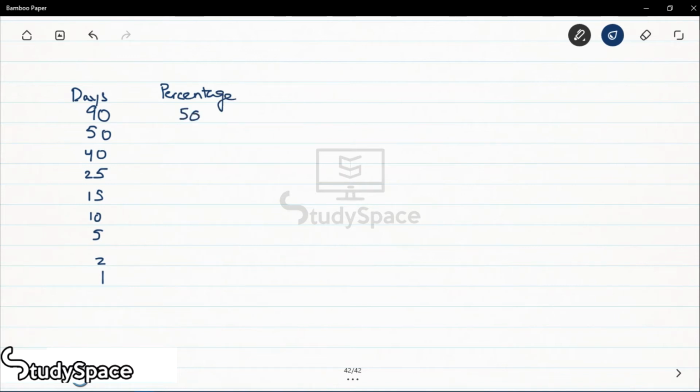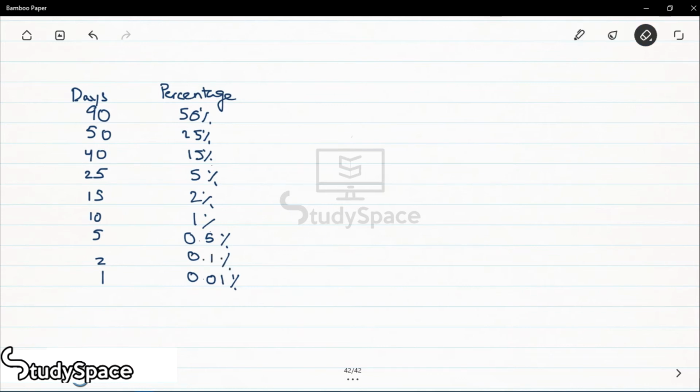So for example, in the case of 90 days we charge 50%, in the case of 50 days we charge 25%, in the case of 40 days we charge 15%, in the case of 25 days we charge 5%, in the case of 15 days we charge 2%, in the case of 10 days it's 1%, in the case of 5 days we charge 0.5%, because as we go down the spectrum there's a lower and lower chance of the debt being bad debt.